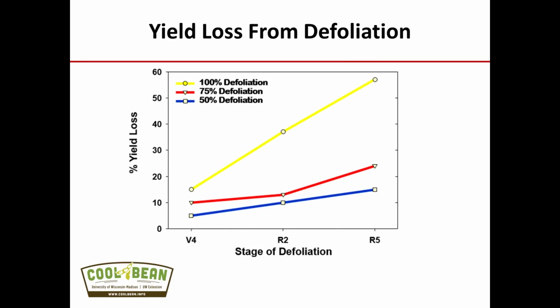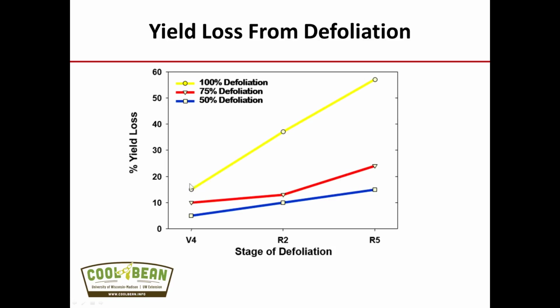This slide gives us a good idea of what type of yield loss we can see from hail damage based on the crop growth stage, as well as on how much leaf defoliation has occurred. Across the x-axis here, we'll see the crop growth stage where defoliation occurred. On the y-axis, we can get an estimate of what the percent yield loss is. If we go by these different lines, the blue line is 50% defoliation, the red line is 75% defoliation, and the yellow line would be a 100% defoliation.